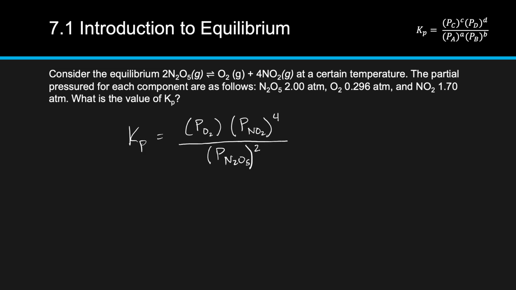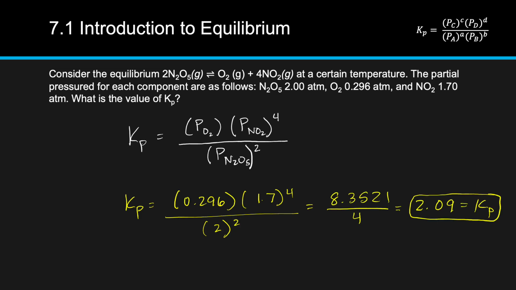And since we already have our partial pressures, we can go ahead and just solve for Kp. So the partial pressure of O2 is 0.296. The partial pressure for NO2 is 1.7. That's raised to the fourth power. And then our partial pressure for N2O5 is 2. That's raised to the second power. And that gives us a Kp value of 2.09.